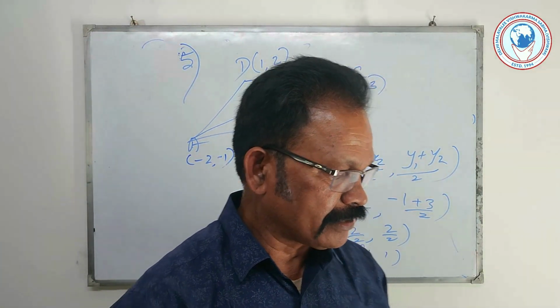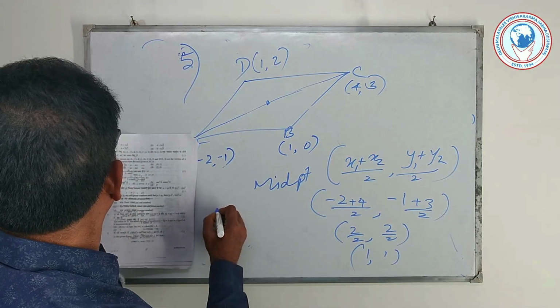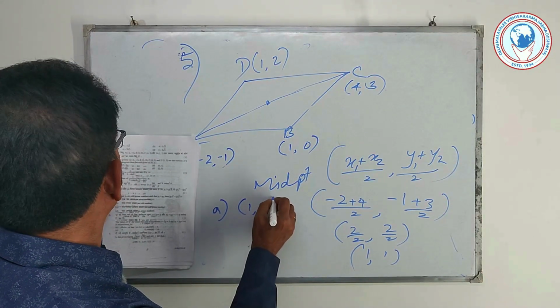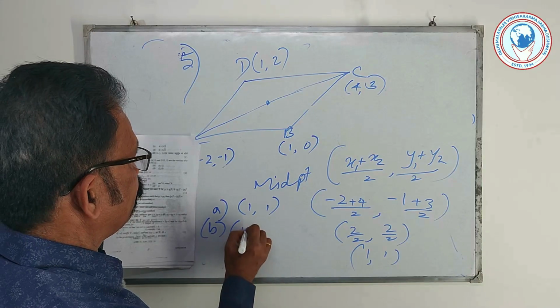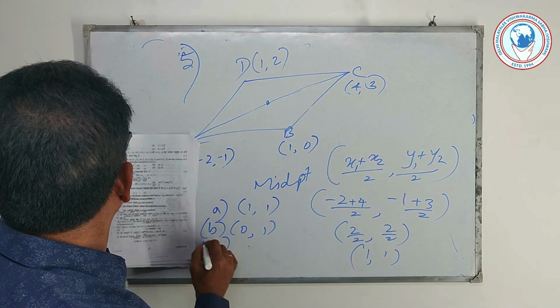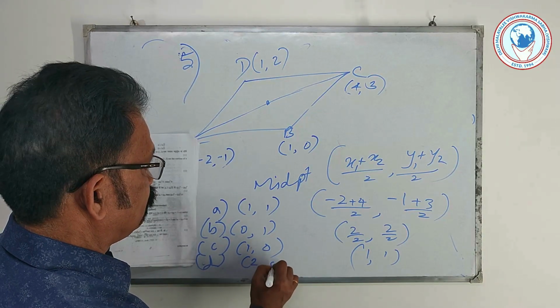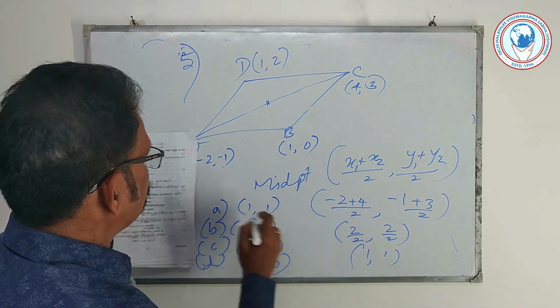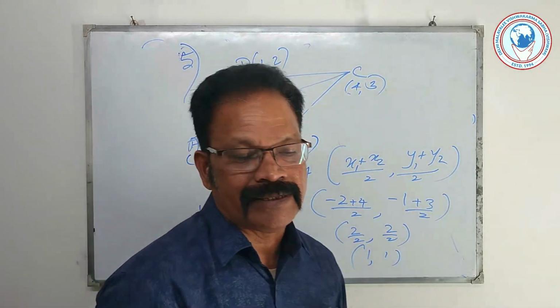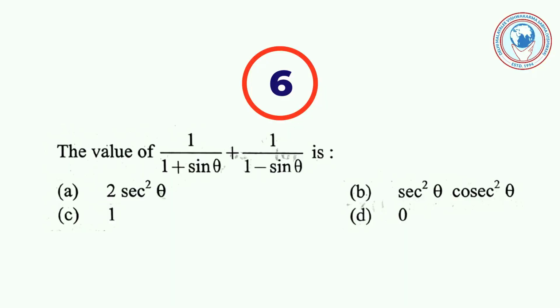The given options are A (1, 1), B (0, 1), C (1, 0) and D (2, 0). We got the answer (1, 1), so option A is the correct one. Question number 6. 1 by (1 plus sin theta) plus 1 by (1 minus sin theta). Find its value.